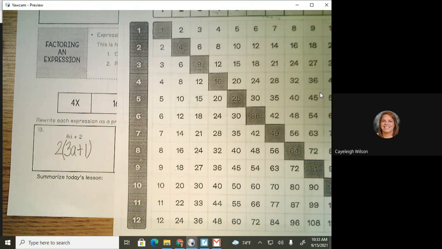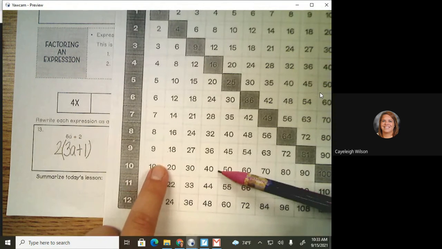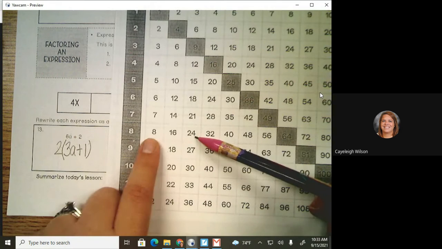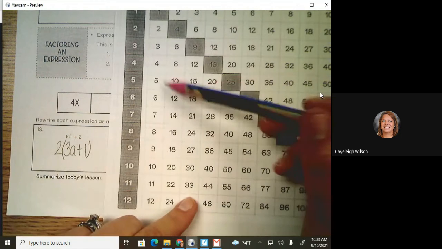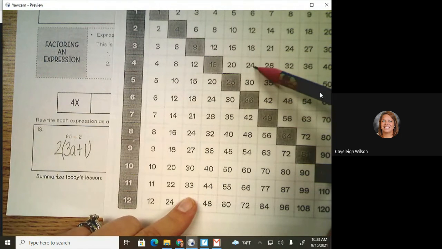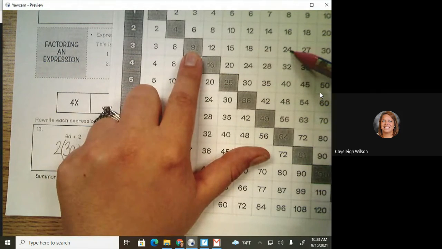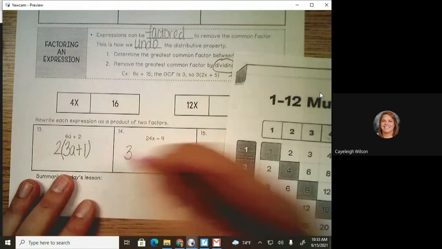All right, everybody tell me which one. 3. If you don't know that, here's where I'm coming from. Here's 24, but there's no 9. No 24 or 9. Oh, here's 9, but there's no 24. Here's 24, but no 9. Oh, there's 24, but no 9. Here's a 9 and a 24. So I know the GCF is 3. So I'm going to put a 3.